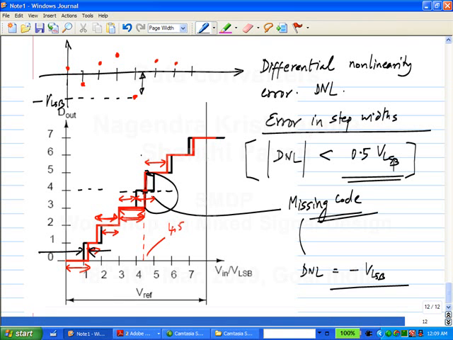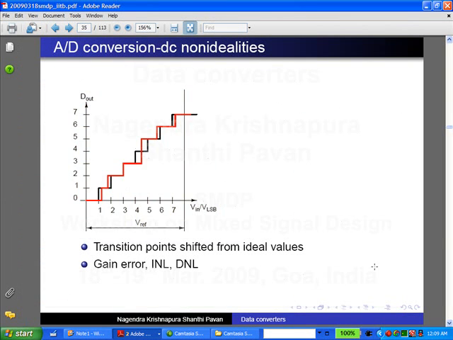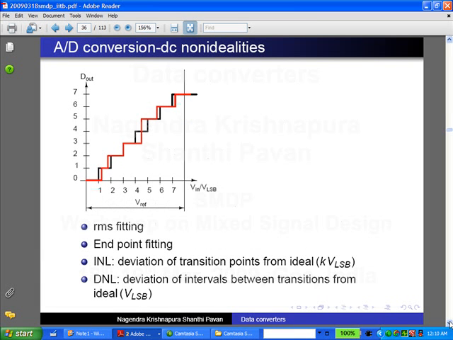These are definitions, but these are things that you need to know again when you model or simulate your A to D converter. So this I will skip for now. So the last two are what I covered. INL is the deviation of transition points from ideal, and DNL is the deviation of intervals from the ideal values. Okay.